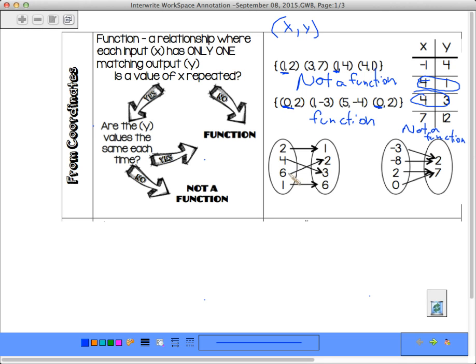And then here, these are your x's, these are your y's. Let's put x and y, or input and output. Here, 2 is going to 1, 4 is going to 3, 6 is going to 2, 1 is going to 6. Each x goes to a different y, so this is a function.